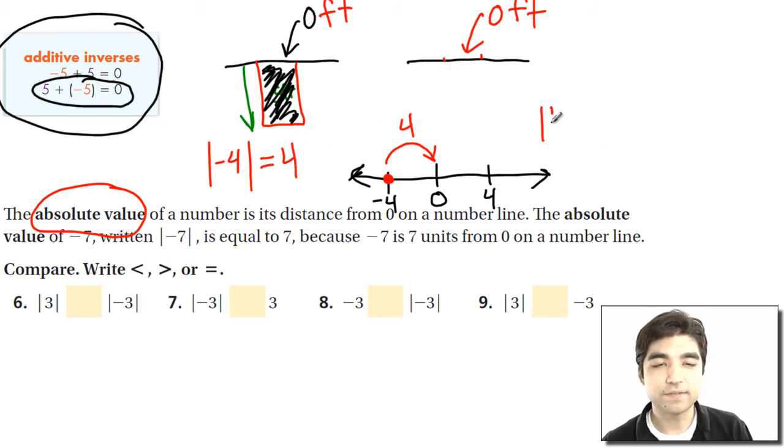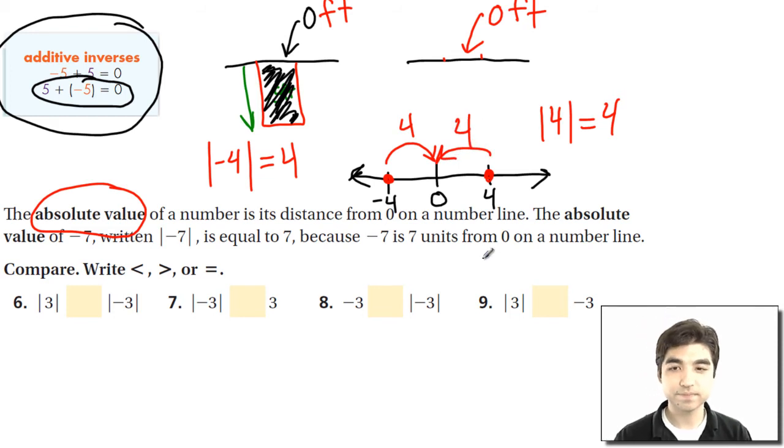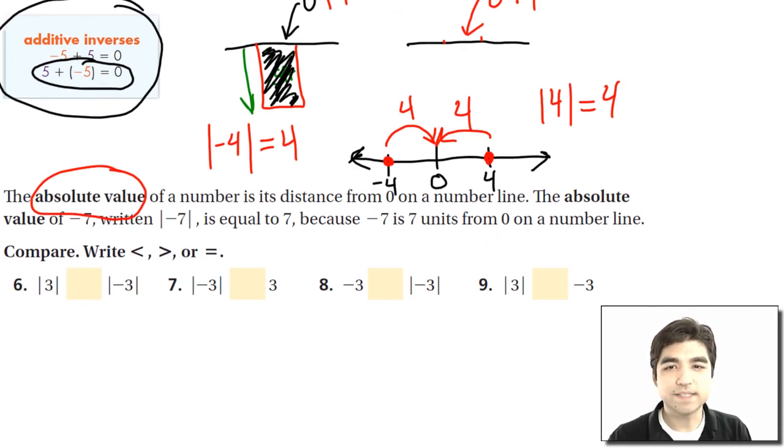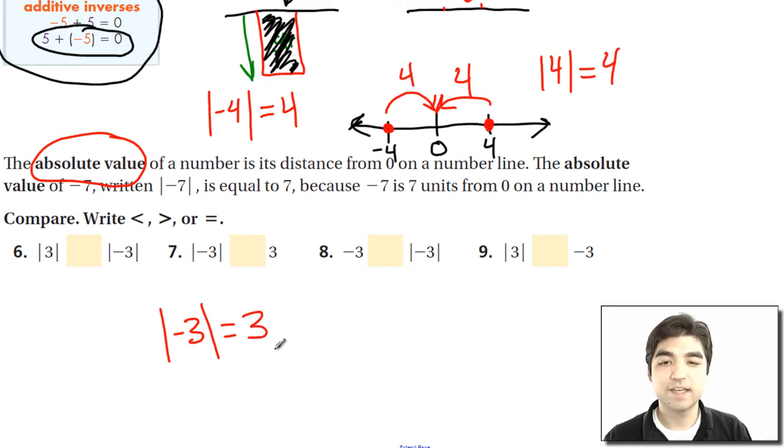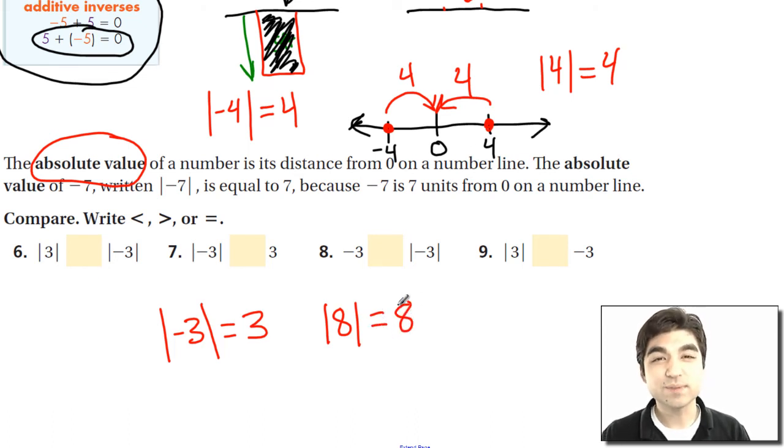Now the absolute value of +4 is also 4, because if you're right here, you are also 4 away from 0. Okay, so what that basically means is that any negative number inside the absolute value, like -3, it turns it into a positive. If it's already a positive number, like absolute value of 8, then that stays a positive. So that's what absolute value does.